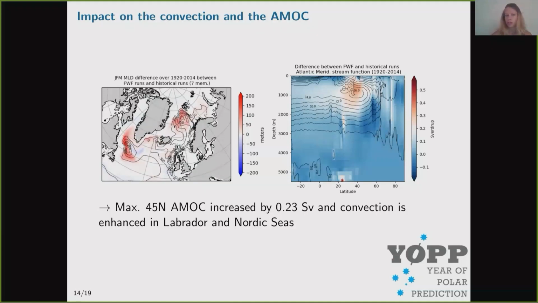Here, regarding the convection sites and the hammock, on the left side I plotted the difference again in January, February, March mixed layer depth over the periods between the two ensembles, and on the right side is a plot of the Atlantic Meridional stream function. As you can see, we have an opposite signal to what we found with the IPSL-CM6-LR model over the whole period. The January, February, March mixed layer depth is deeper in the Labrador and Nordic Sea in the melting ensemble than in the historical one. As a result, we obtain an increase of the hammock of about 0.4 sverdrop at 45 knots over the period.